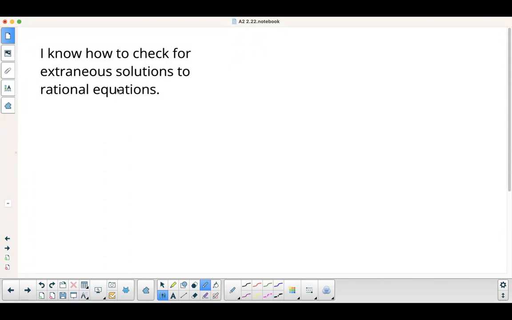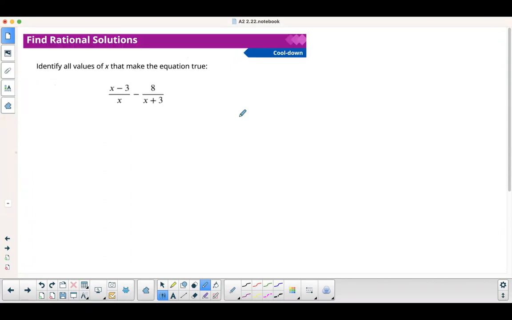All right, so I know how to check for extraneous solutions to rational equations. Identify all x values that make the equation true. So I guess it should probably be equal to 0 maybe. Or wait, hold on. Let me double check that. That came out kind of weird. Or maybe that minus sign is supposed to be an equal sign. I think it's supposed to be an equals. Yeah. Scratch that.